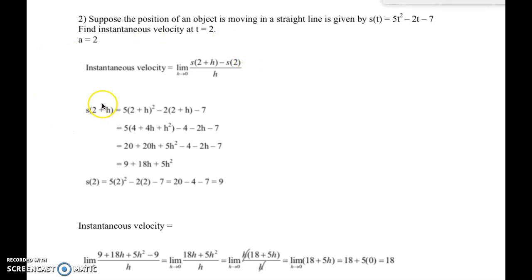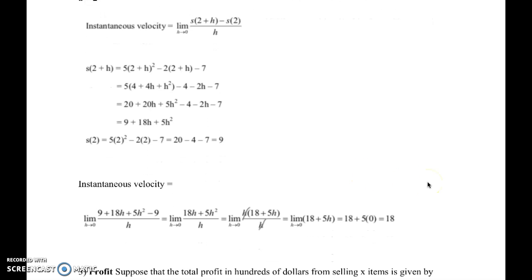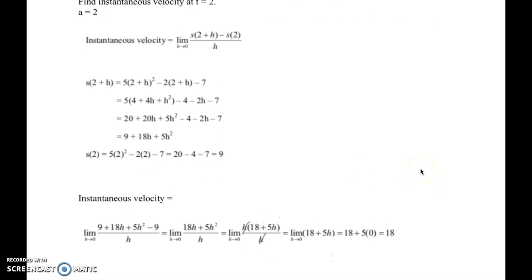So we will plug in 2, s of 2 plus h, and that's going to be equal to 5 times 2 plus h squared minus 2 times 2 plus h minus 7. All right, and we're going to plug it in. We FOIL and distribute, and we end up with 9 plus 18h plus 5h squared. When we plug in 2, we just get the value of 9. And so we put all that together, and we're going to get our instantaneous velocity.